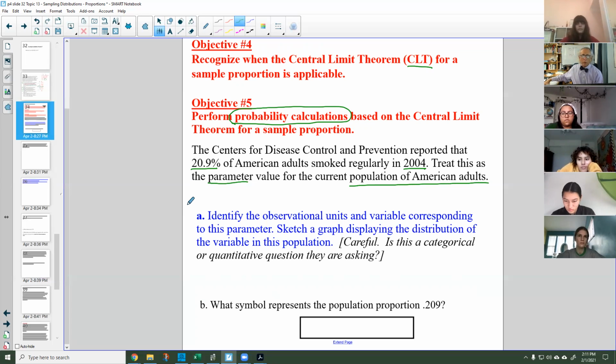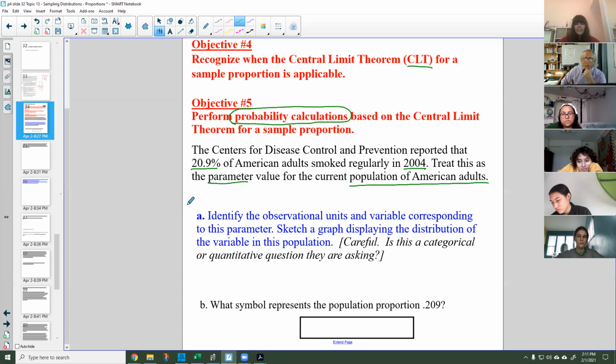So observational units are, Kaylee's not here. Angelica's not here, so we got both of them out of the magic bowl. Let's see who's left.